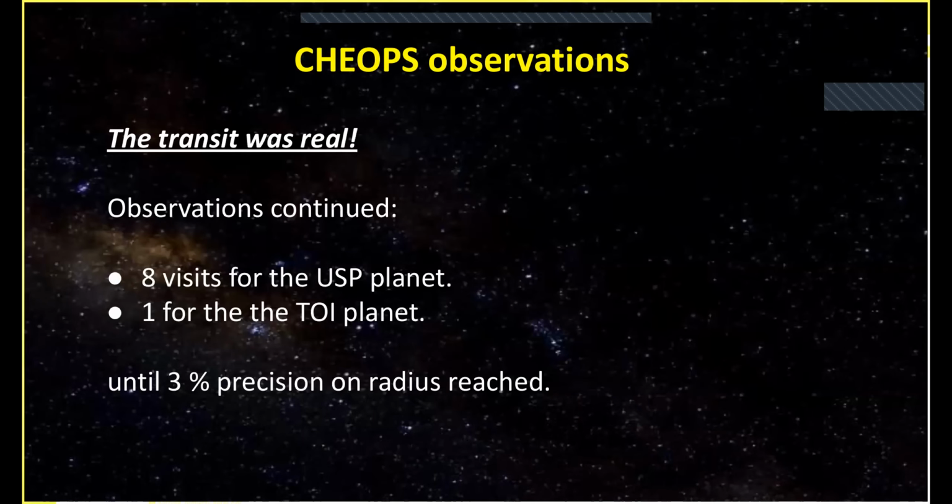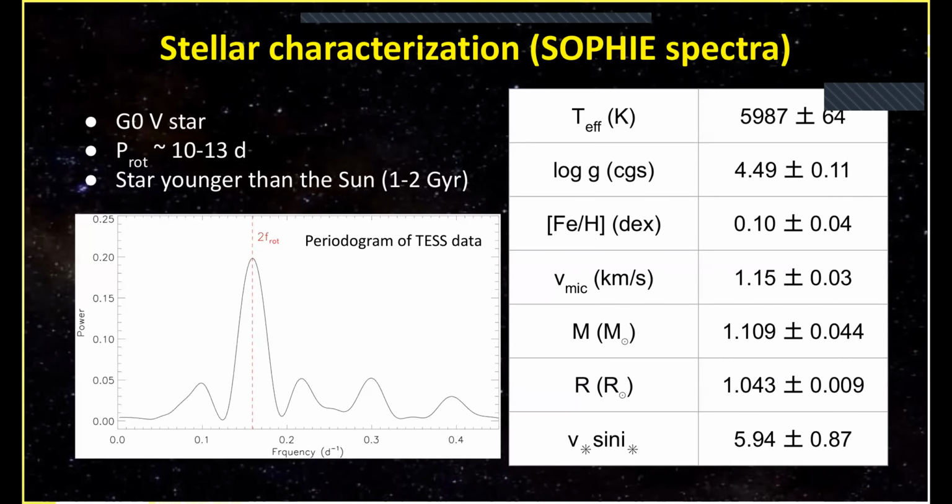So the transit was real, we could validate it, and we decided to continue observing it, collecting a total of 8 visits for the USP planet and 1 for the TOI planet, until we reached a 3% precision on the radius. In the meantime, we got data from SOPHIE for stellar analysis. What we know about TOI 1797 is that it is a G0V star, very similar to our Sun, but slightly younger and with a similar composition.